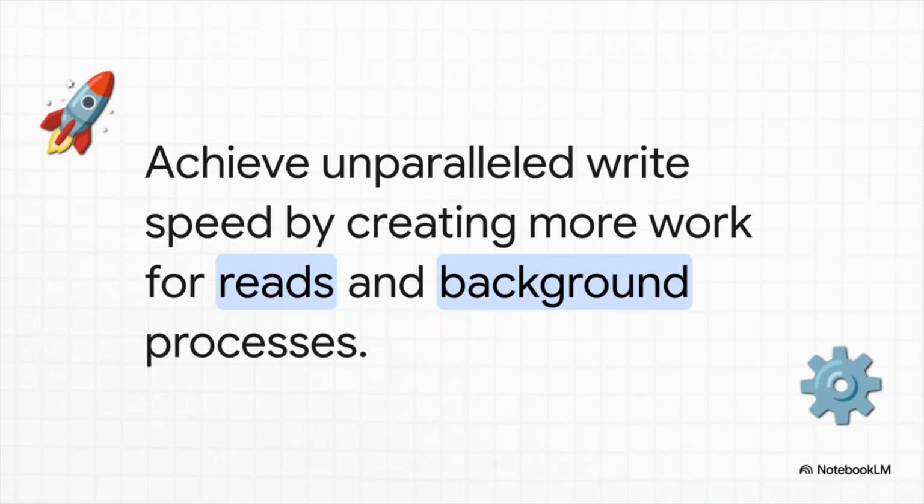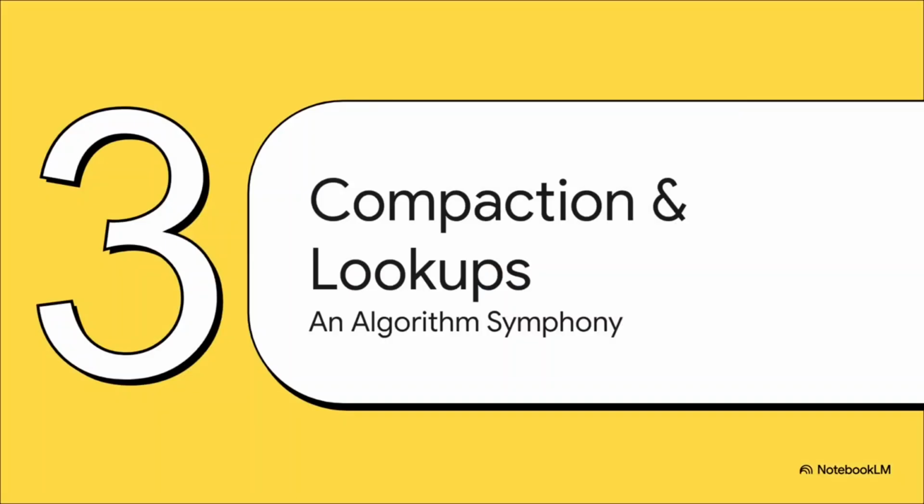The data is now scattered across all these different files, and the system needs some really clever ways to manage this organized chaos and find things efficiently when you ask for them. And this brings us to the real background magic that makes this whole system tick. It's what we call a symphony of compaction.